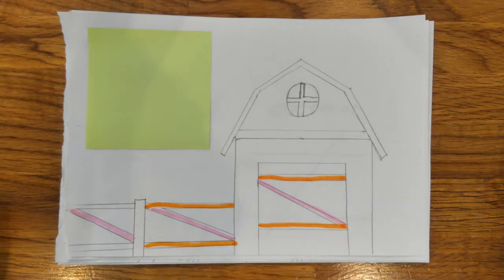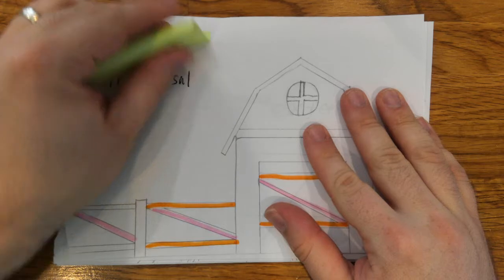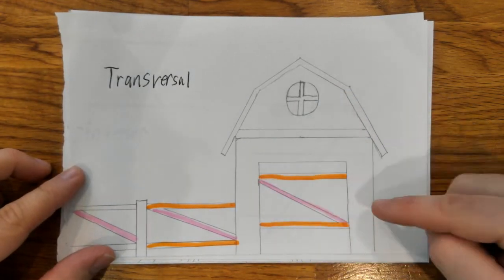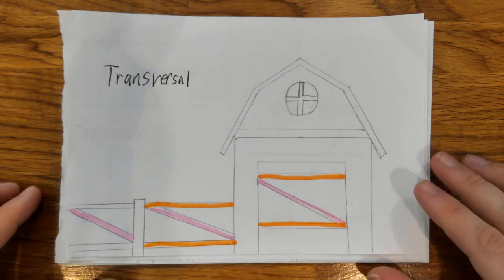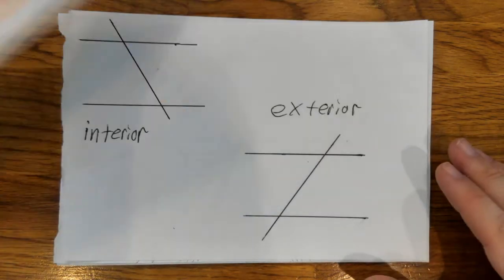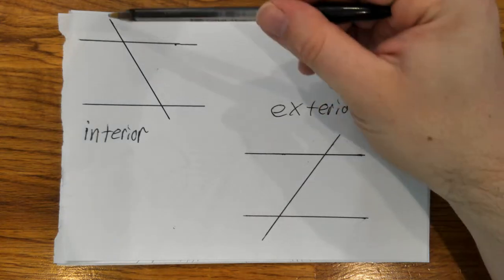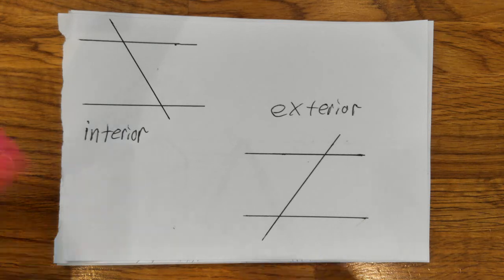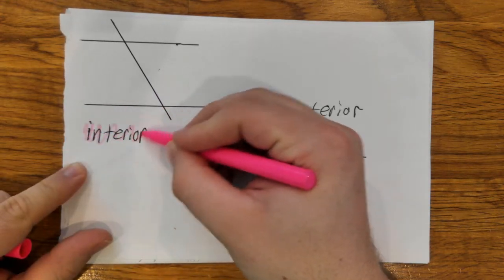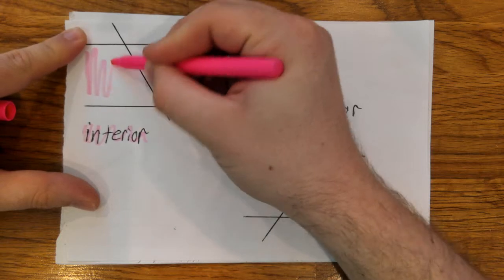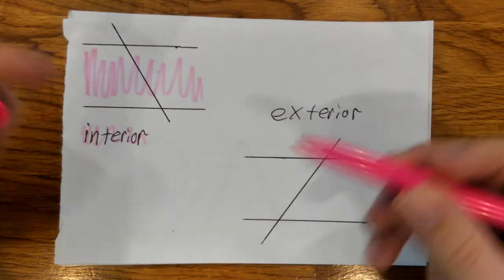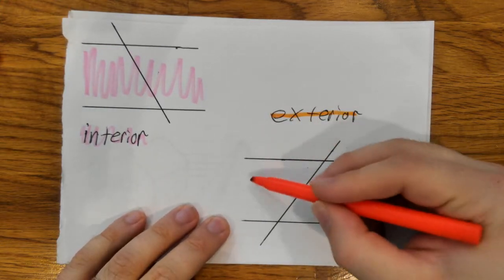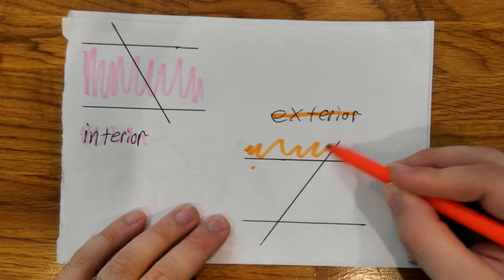This crossbeam actually has a name, and that name is transversal. A transversal is a line that intersects parallel lines like this. Let's take a look at this. Okay, so I draw a couple of transversals here intersecting the parallel lines. Interior is whenever we're talking about inside the parallel lines here, whereas exterior is whenever we're talking about outside the parallel lines.